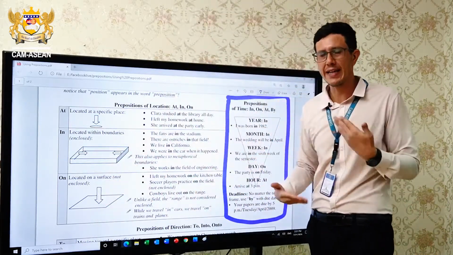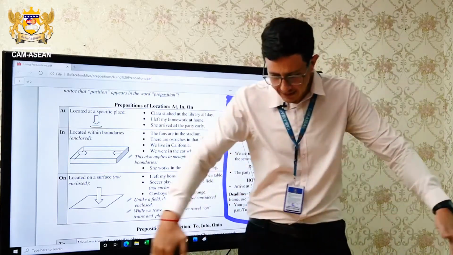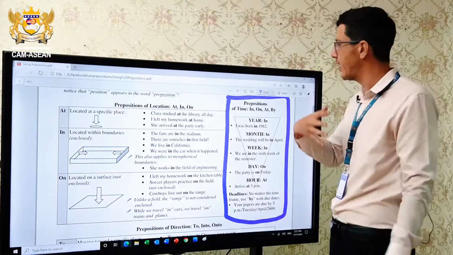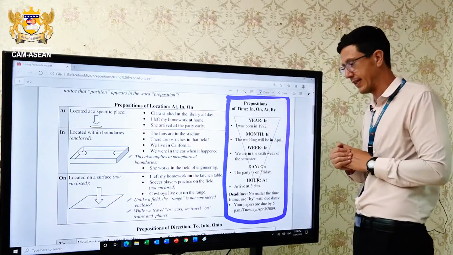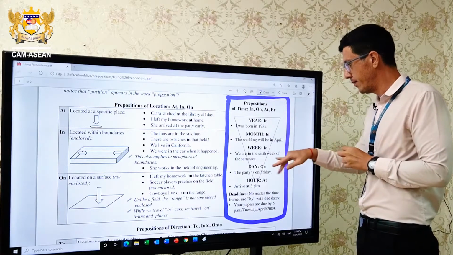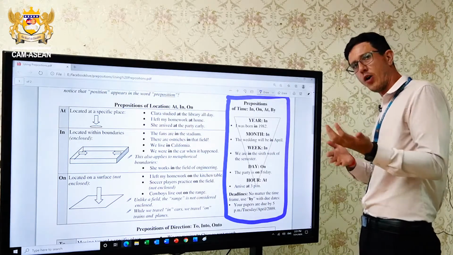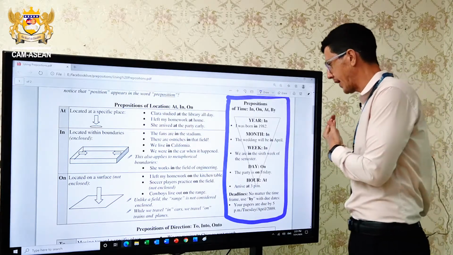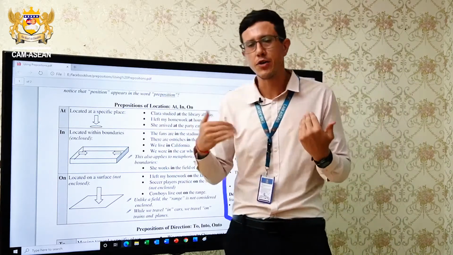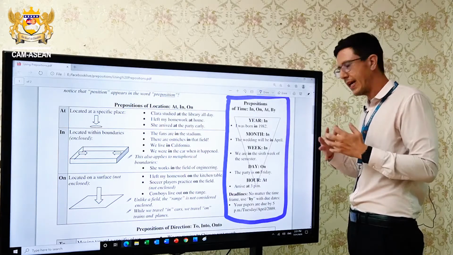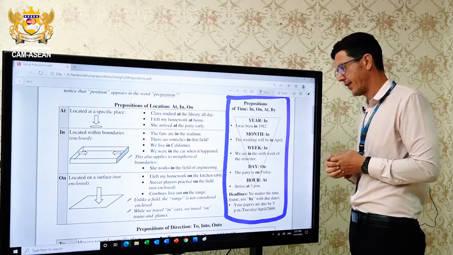But why do I say in? It's because it's like I'm inside of it. Okay? Try to imagine pictures because it's going to help you visualize what we're trying to say. Now, on for days. On Monday all the way to Sunday. Okay? On Monday, on Tuesday, on Wednesday, on Thursday, on Friday. Any day, we're going to say on.